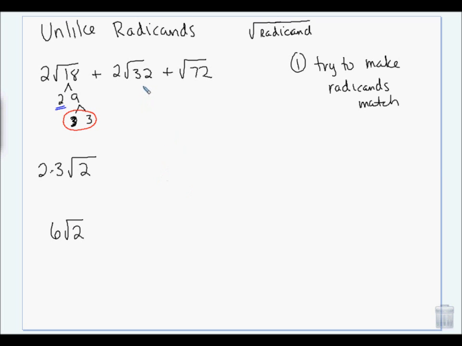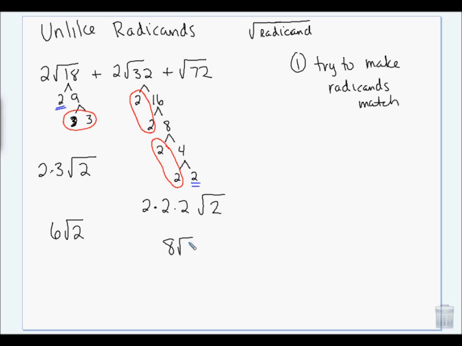Okay. Now I'm going to try my 32, and I get 2 times 16, which is 2 times 8, which is 2 times 4, which is 2 times 2. I have 2 sets of 2 with the 2 left over. So I can bring out one of each of these. There was already a 2 there, and then I bring out 2 2's from each pair, and then there's a 2 left over. So this 2 times the square root of 32 is now 8 times the square root of 2.